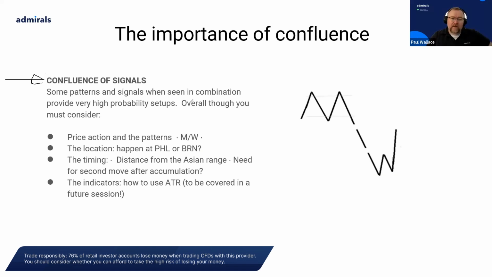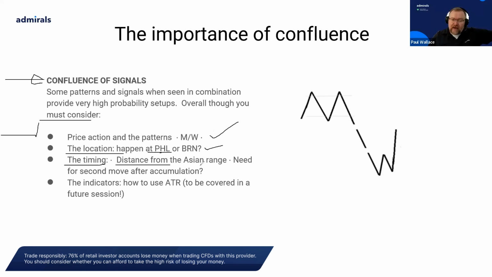So overall, you need to consider the context. Namely, it's got the price action and the pattern, double top or double bottom, but also the location. Is it at a previous high or low, whether it be a previous day's high or low, or previous week's high or low, or even something like a big round number? What I'm also interested in particular is the timing, the timing of when it occurs.